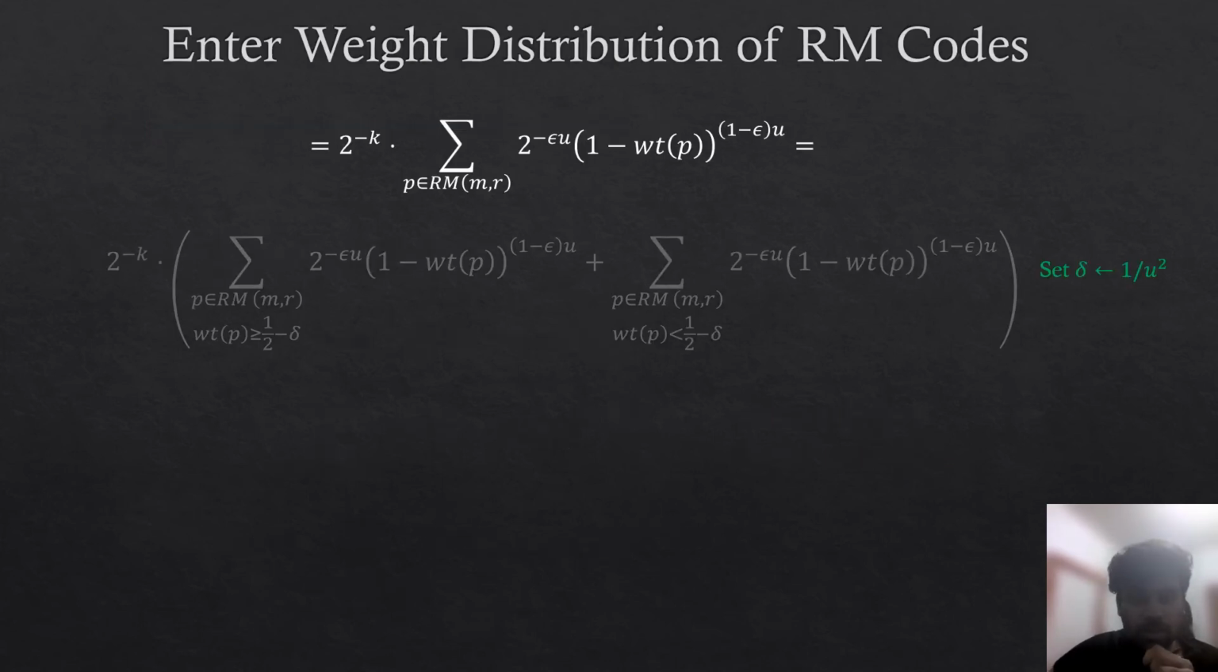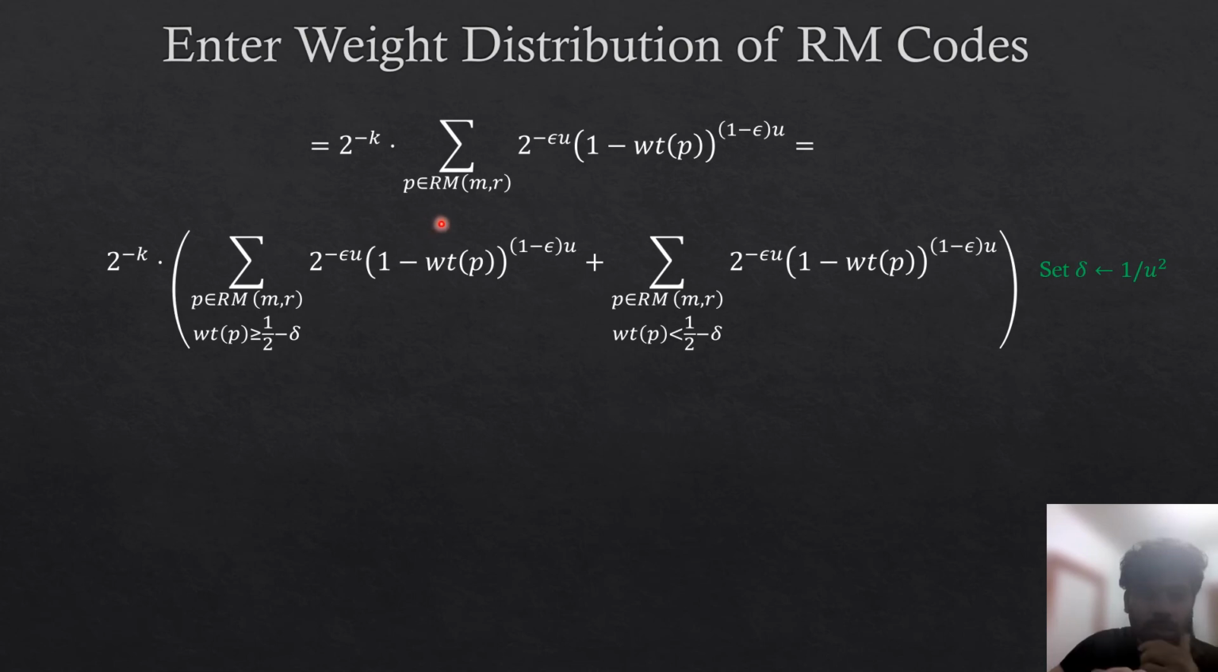So this was the expression. We break it up into two parts. We will try to bound the contribution of high weight polynomials, so polynomials of weight at least half minus delta for some very small value of delta. Specifically, delta is set to 1 over u squared. And we will try to bound the contribution from those polynomials whose weight is a little away from half, so smaller than half minus delta.